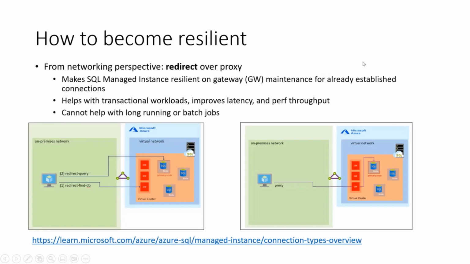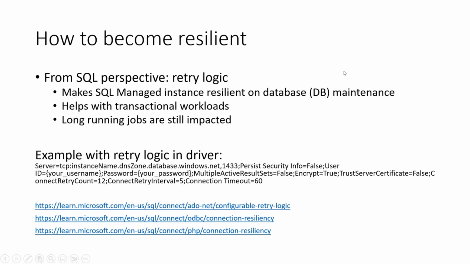And how to become resilient to deployment events? Well, from the gateway perspective, because the gateways are part of the managed instance infrastructure, you should choose the redirect mode over the proxy mode, which is another available option. And from the database perspective, from the SQL restarts, implementing retry logic is something that should eliminate the impact of the restarts. In case of long-running jobs, it is advised to run them in periods that do not overlap with the maintenance window.